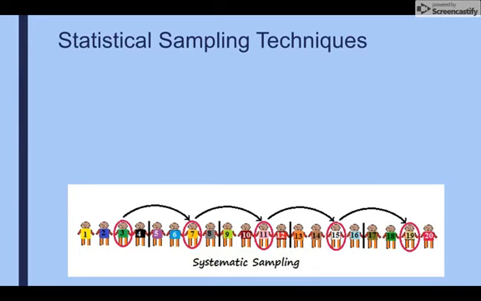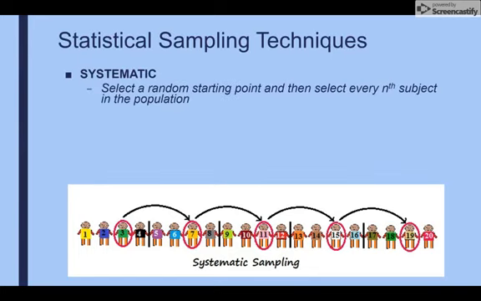Second is systematic. With systematic sampling, you select a random starting point and then select every nth subject in the population. You always want to look for that nth, that word. This particular technique is very simple, and so it is used quite often.